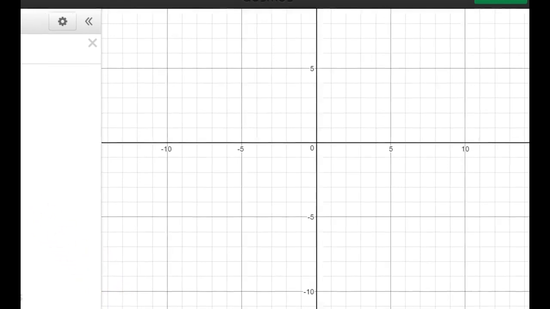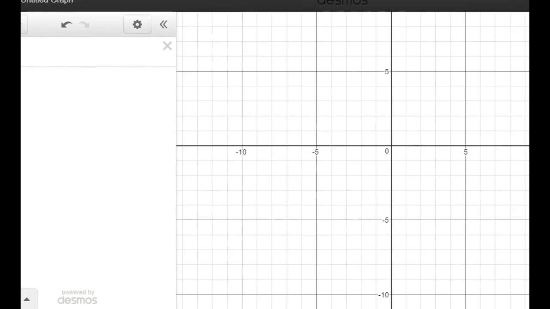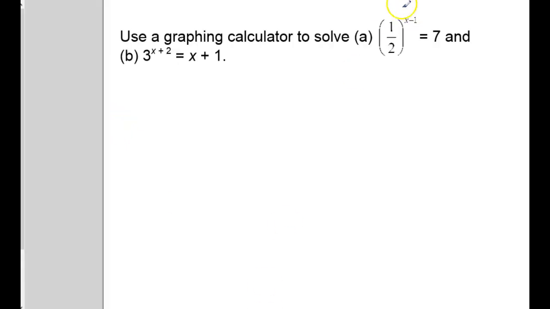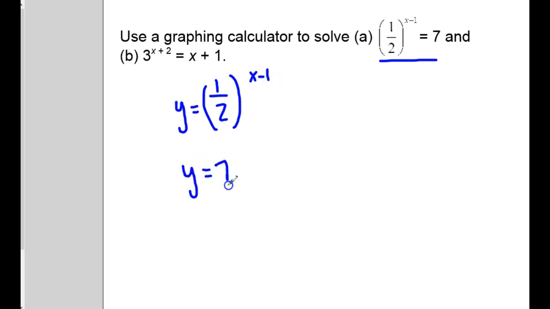So here's Desmos, and I'm just sliding my screen over just a little bit so we can see what we're looking at. We're going to look at part A first, which is (1/2) to the x minus 1 equals 7, which you can see right in here. The first thing I do is write a system that explains both of these. So I'm going to have y equals (1/2) to the x minus 1, and y equals 7.